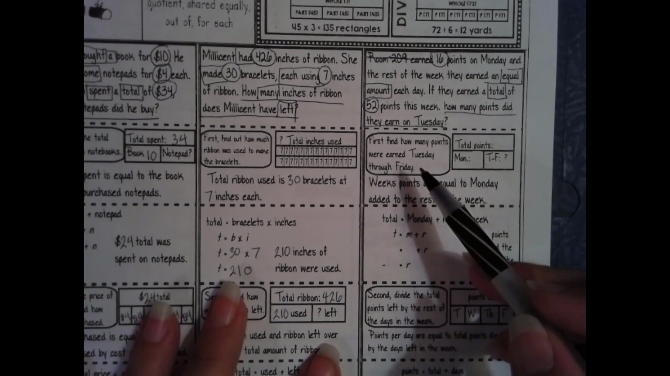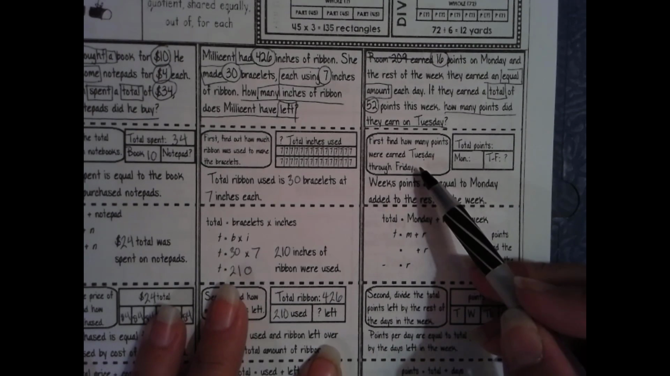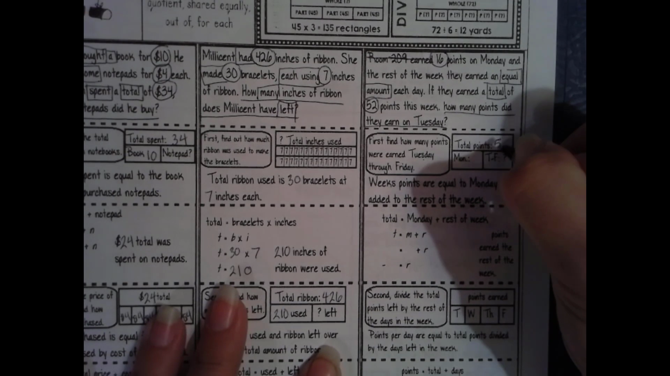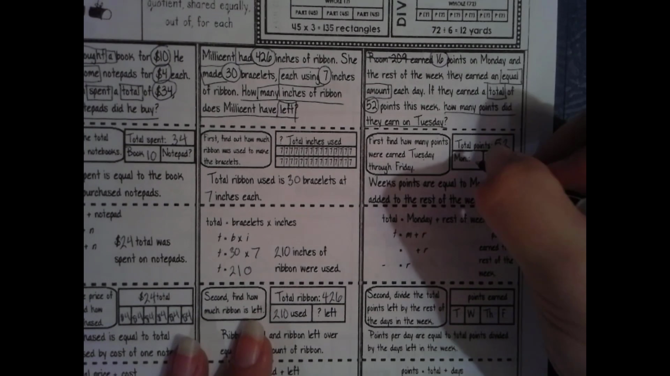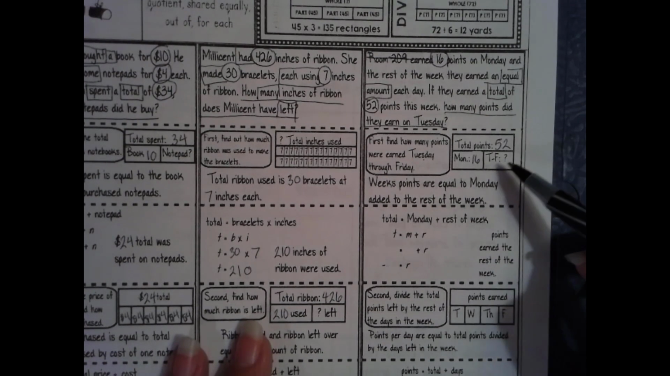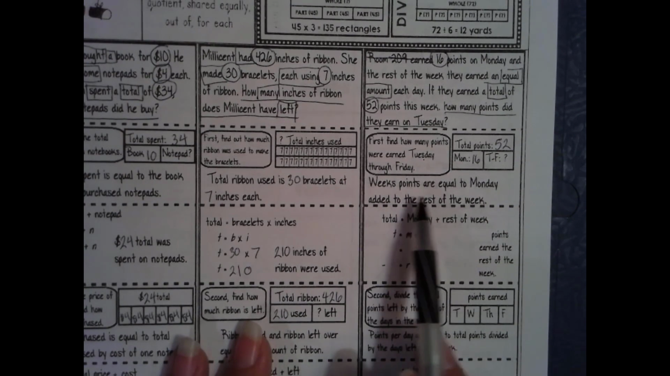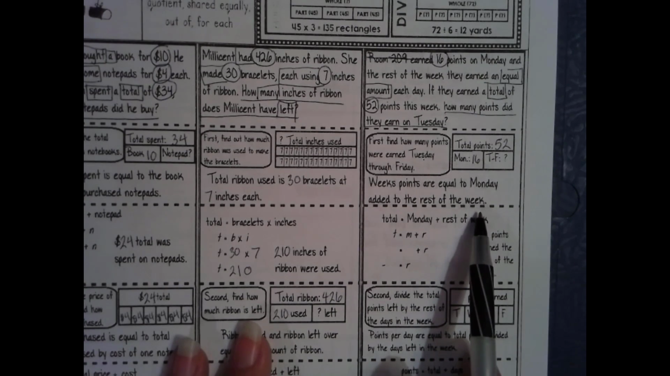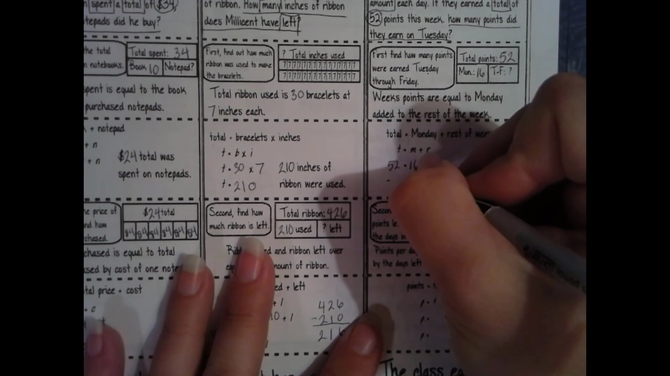Well, first we have to figure out, because we know what they earned on Monday, and then the rest were equal amounts, but we don't know what that amount is. So first we have to find out how many points were earned on Tuesday, Wednesday, Thursday, Friday, those 4 days. So total points was 52. When we know the total, we're going to either subtract or divide. Monday was 16, probably not going to be equal amounts, so we're going to subtract. The week's points are equal to Monday added to the rest of the week. So the total equals Monday plus the rest of the week.